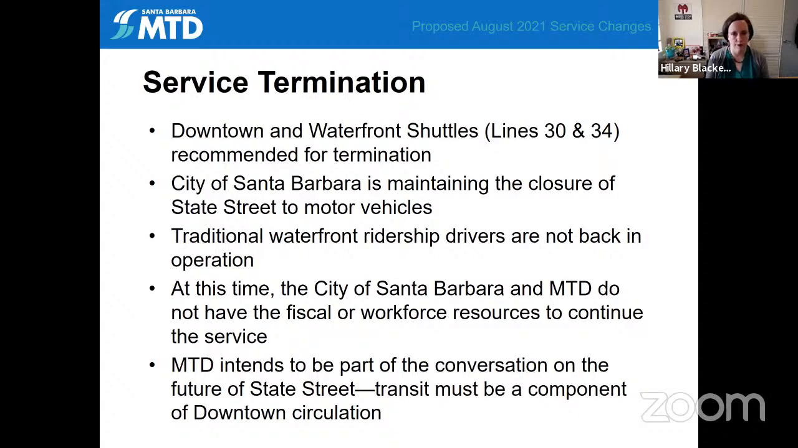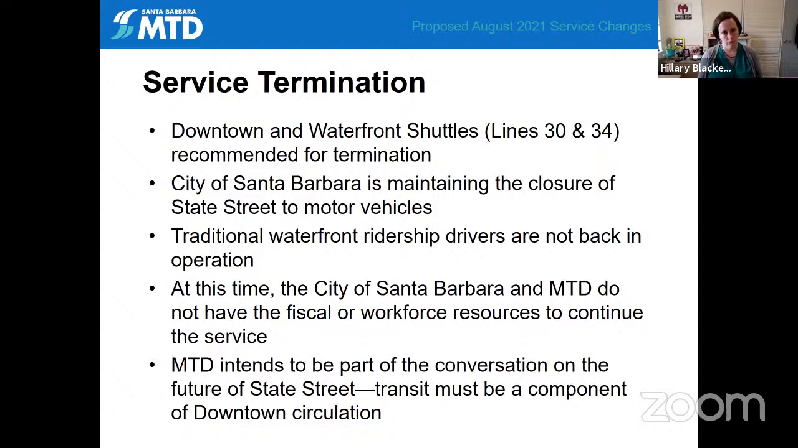Moving forward, because there are not the resources to make it happen, we are recommending termination. It's something that the City Public Works staff requested last May. We said, let's hold on and see how the year goes. Certainly none of us knew what the year would be like back in May. And so that's where we stand at this point.